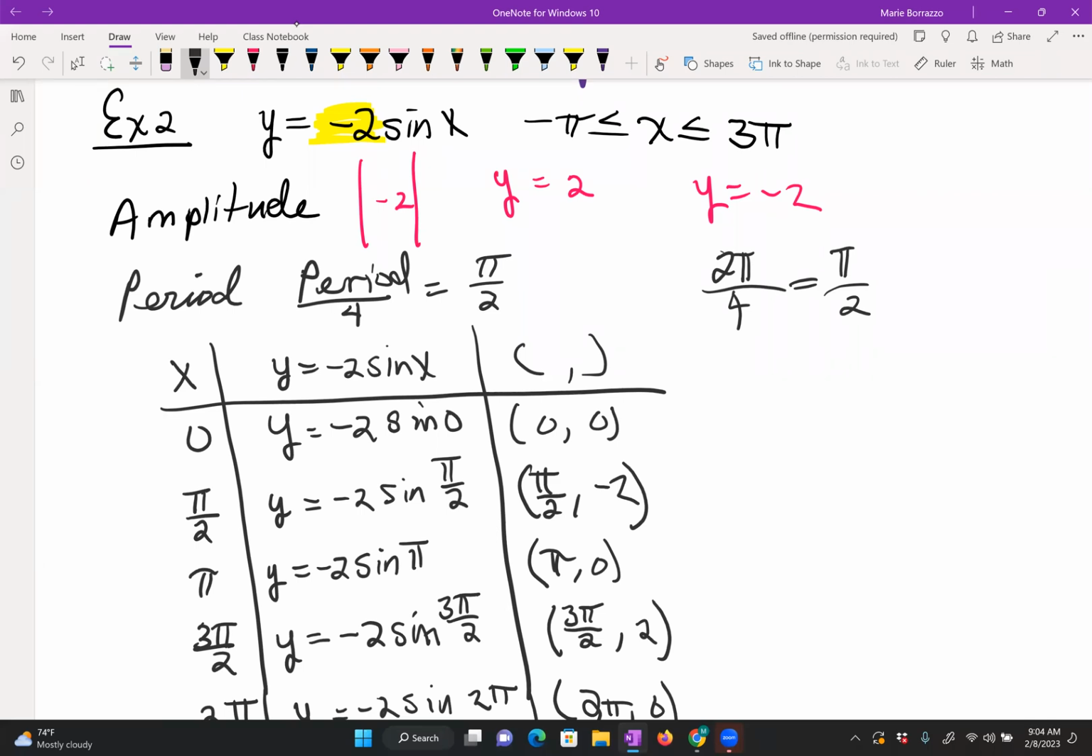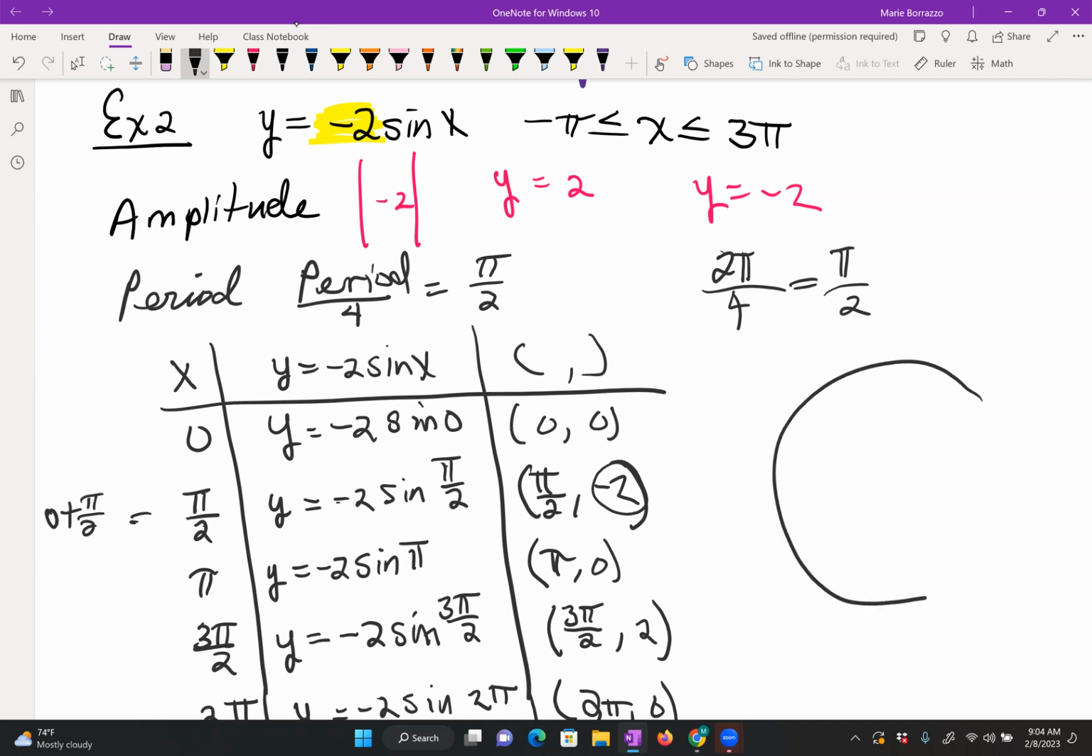We're going to use our values. We start at 0, 0, then 0 plus pi over 2 results in pi over 2. We pop in our value. Remember, this is a sine of 90 degrees. Sine of 90 degrees is positive 1. Negative 2 times positive 1 is how I get this.